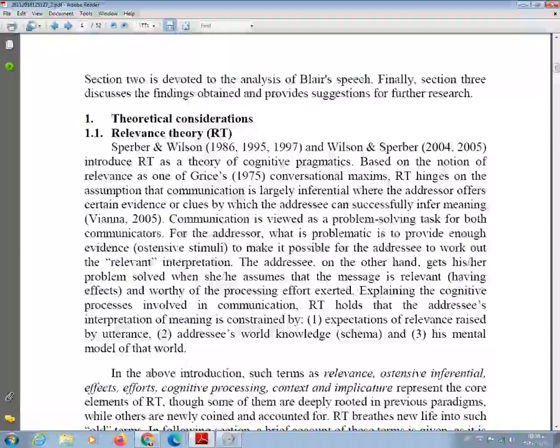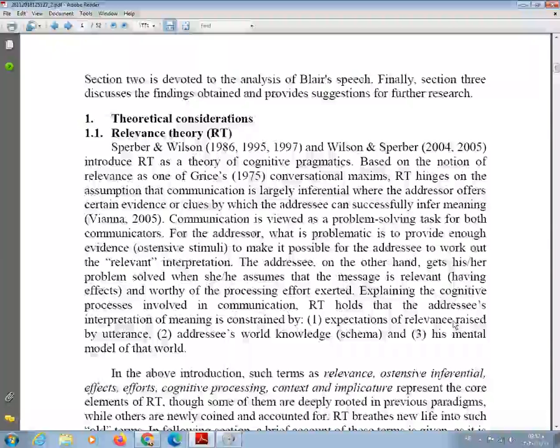Okay, let's see this part. It is very important, by the way. Explaining the cognitive process or processes involved in communication. RT holds that the addressee's interpretation of meaning is constrained by, number one, expectations of relevance. He expects that the text is relevant or the speech is relevant. What does that mean? It includes certain clues that can facilitate the process of understanding this text.